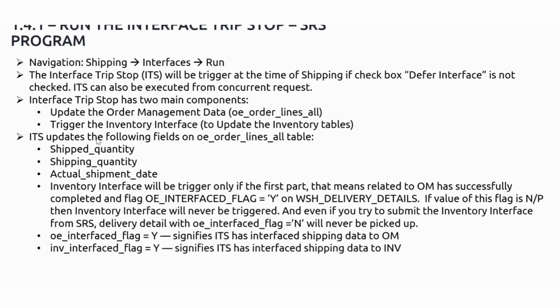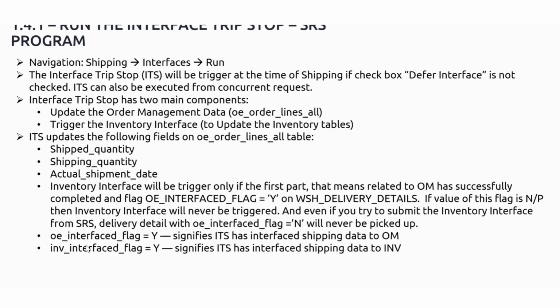If you see the more technical details, what exactly it will update is that it will update the shipped quantity, then the actual shipment date, when exactly it got shipped. Then also in the order lines table, we have a flag called OE interface flag. OE interface flag signifies whether all the processes from the order management are completed or not. So now after this, we are moving to another module called accounts receivable. So all the processes will now happen there. Now everything from the order management module is completed. Okay, so that is what it will do.